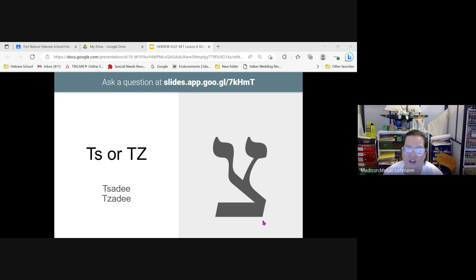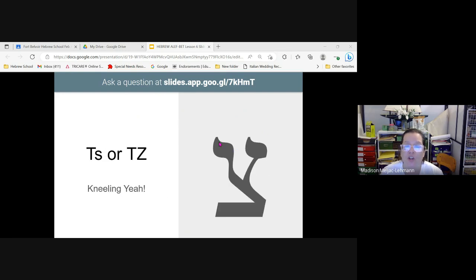Here's our Sadi. Now, there's two ways that people transliterate this. Either they say TS or TZ. The only difference, again, is pronunciation. Sephardi tends to say Sadi with the Z, and old Ashkenazi type European New York is Sadi with the S. There is no difference. It is the same thing.